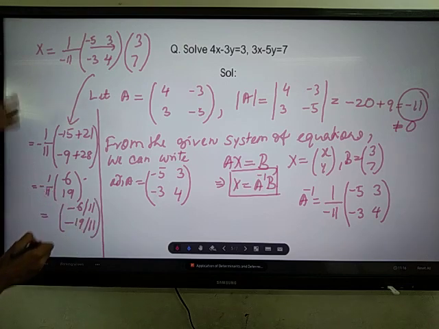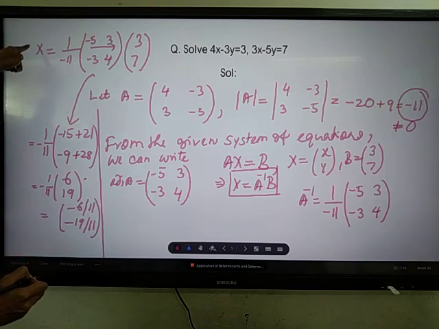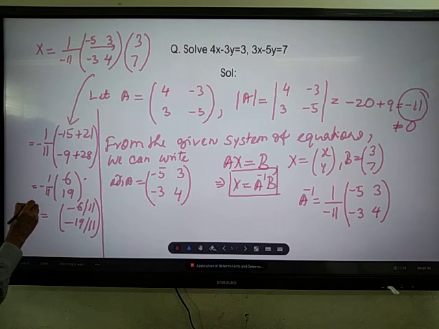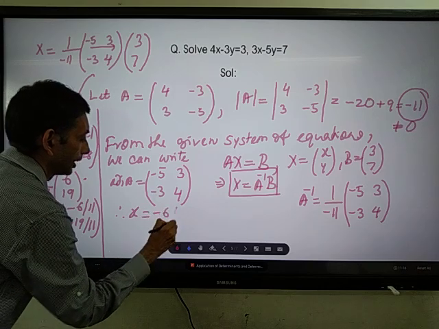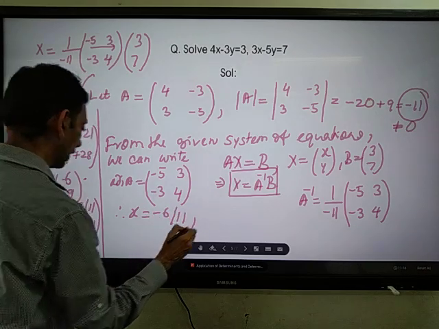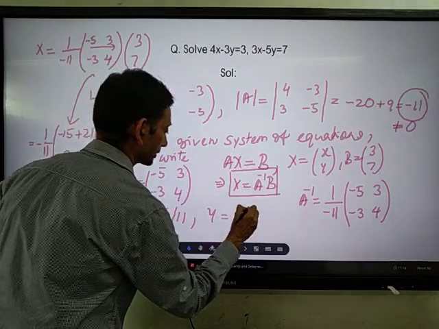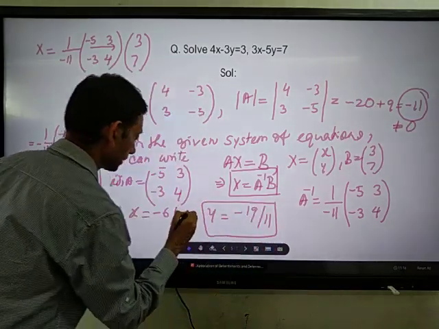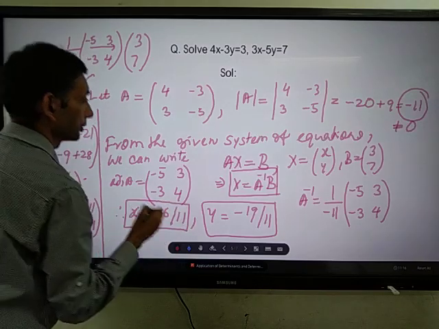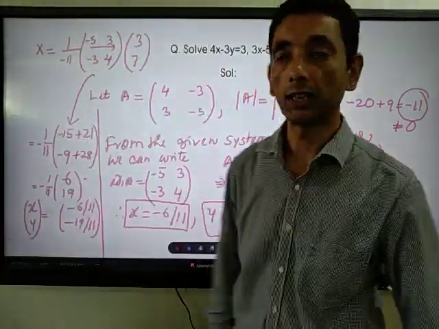Okay. What is there on the left hand side? The left hand side is x. X stands for xy. So what is the value of x? Therefore the value of x is equal to minus 6 by 11 and the value of y is minus 19 by 11. Okay, this is the unique solution of the given system of linear equations.